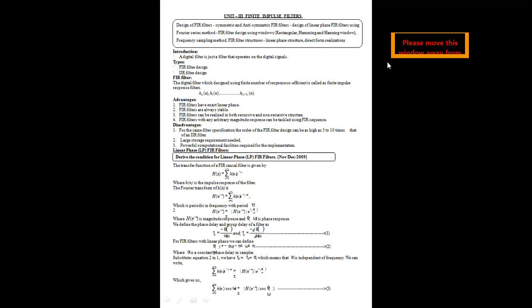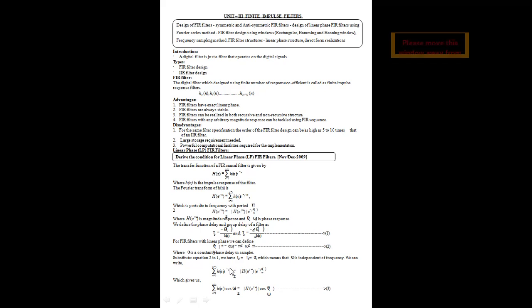We have to define the phase delay and group delay of a filter. The phase delay is theta with respect to omega, whereas the group delay is the differentiation of that value. For FIR filters with linear phase, we can define theta of omega as minus alpha omega, where alpha is a constant. This is the condition for linear phase FIR filters. Omega varies from minus pi to pi, where alpha is the constant and represents the phase delay in samples. Let me mark this as equation 1 and equation 2.